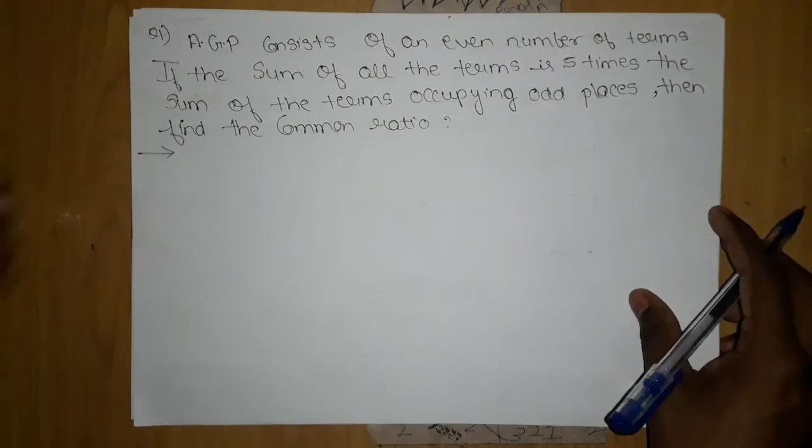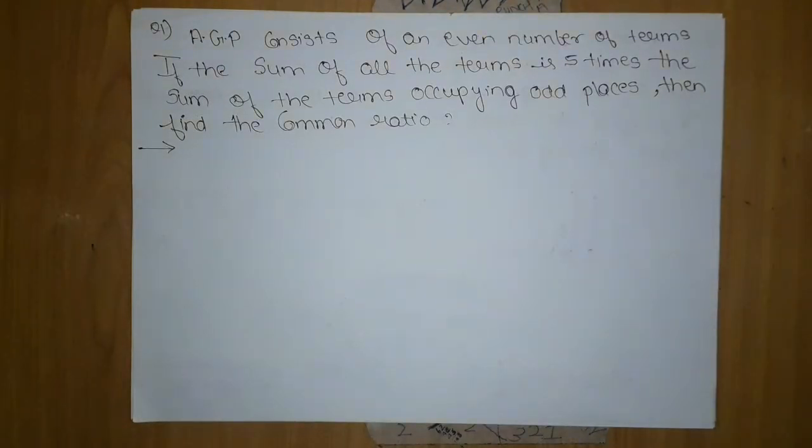It says a GP consists of an even number of terms. If the sum of all the terms is 5 times the sum of the terms occupying odd places, then find the common ratio. So we want to find R.